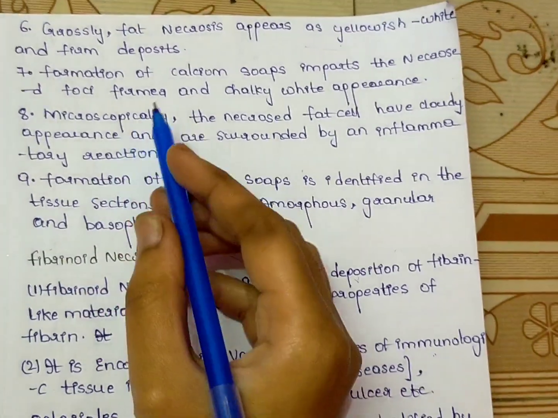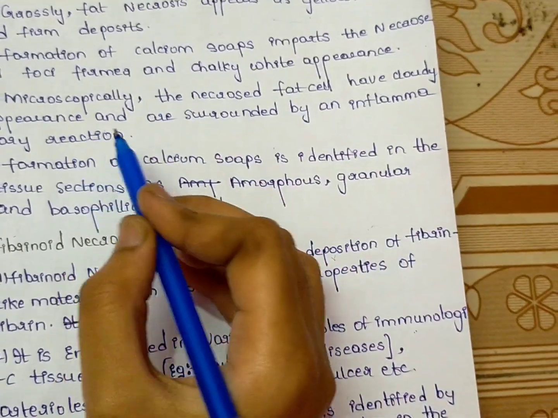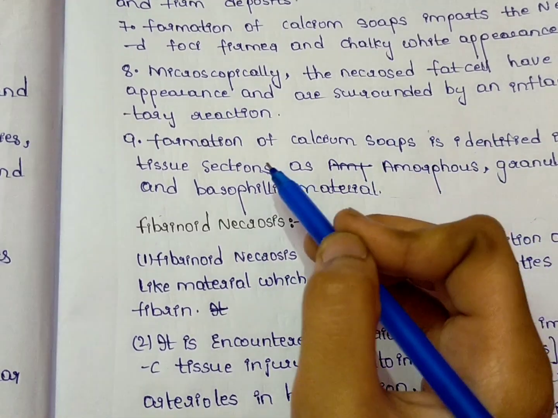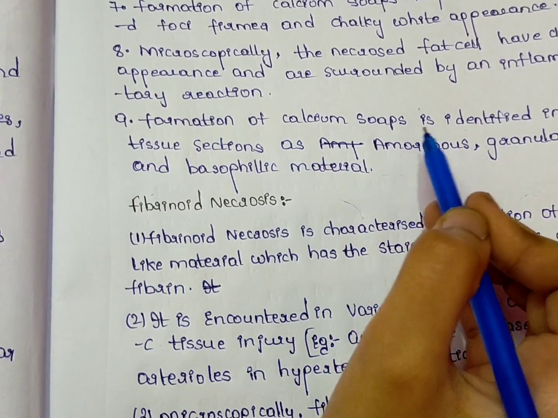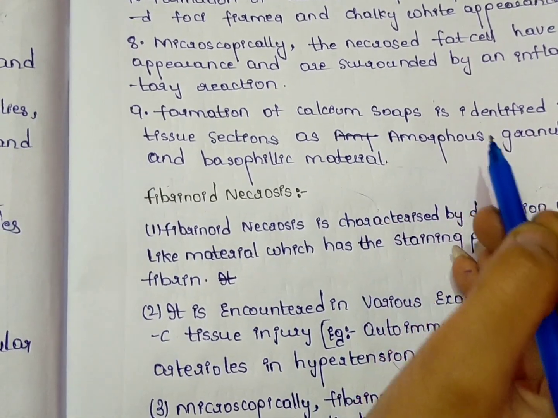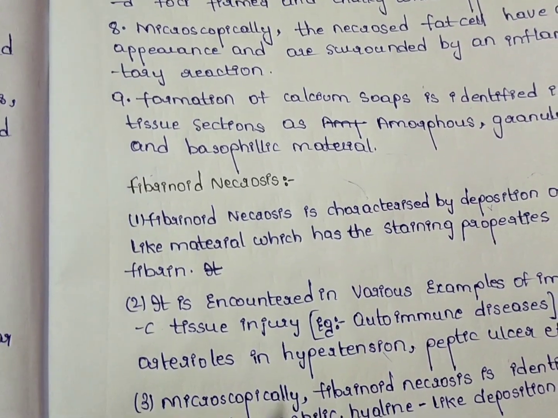Microscopically, the necrosed fat cells have a cloudy appearance and are surrounded by inflammatory reaction. Formation of calcium soap is identified in the tissue section as amorphous granular and basophilic material.